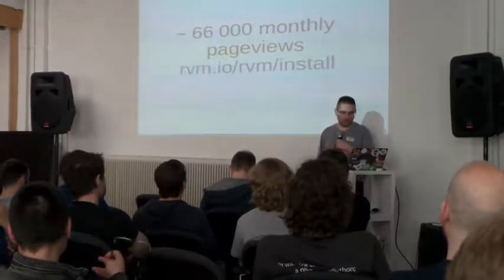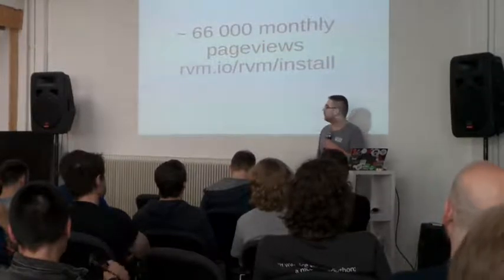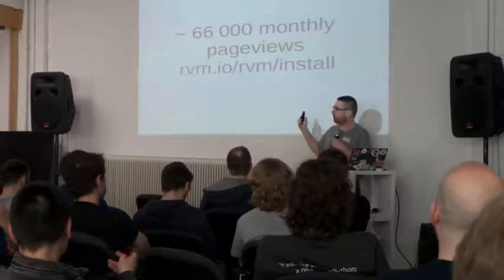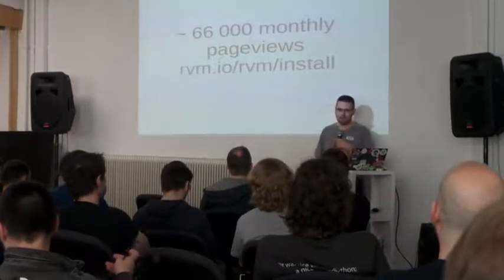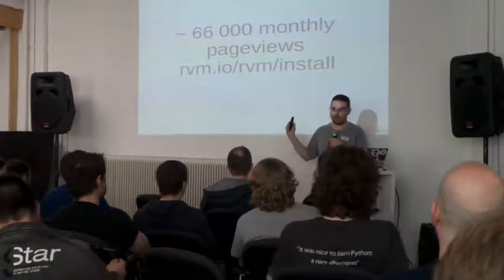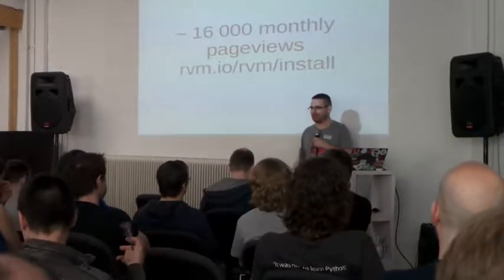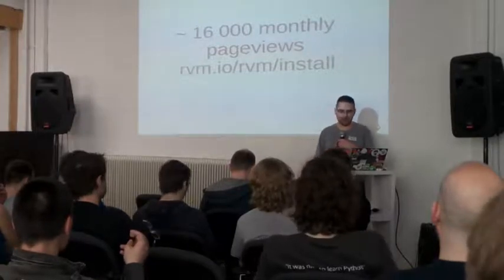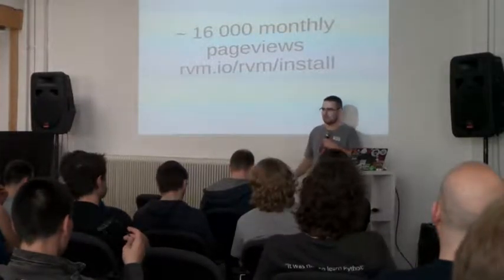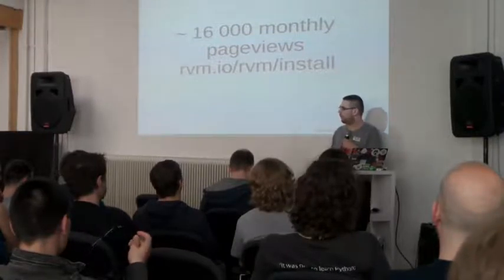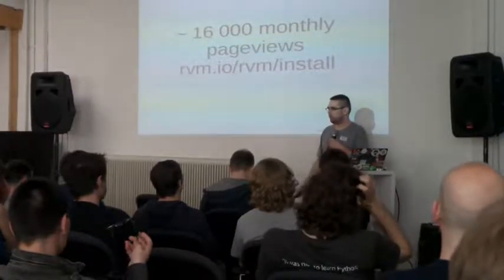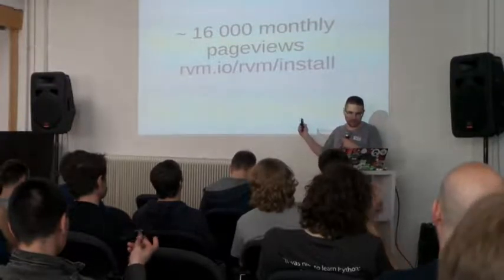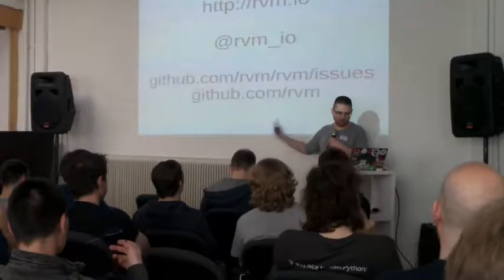We have 66,000 monthly page views for the installation page. So that's how many people are installing RVM monthly. Actually, it's just 60,000, because if you take out bots and really short visits, that's still a lot. That's up to 200,000 installations per month. So you can get there and you can start helping those people.